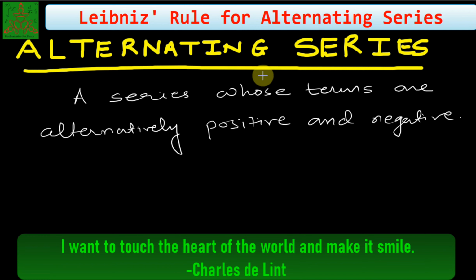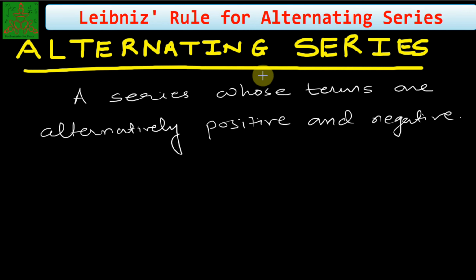In this video, we are going to discuss the alternating series. So far, we have considered series with positive terms only. Now, we shall discuss a series with terms having any sign whatsoever. The definition of an alternating series: a series whose terms are alternately positive and negative.